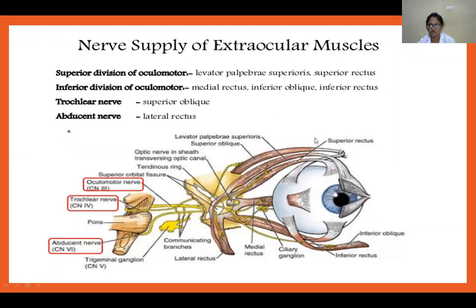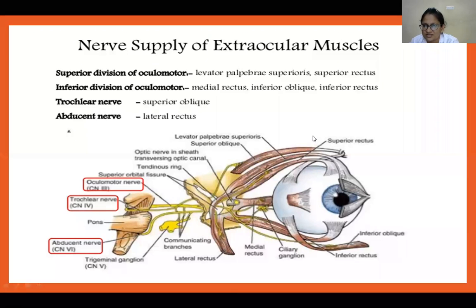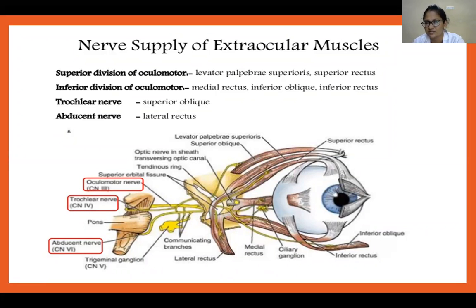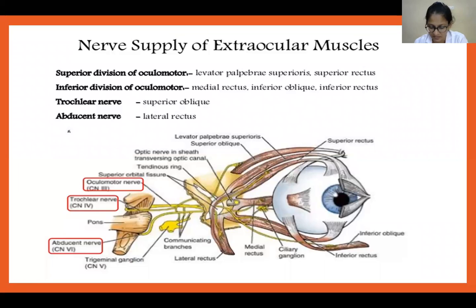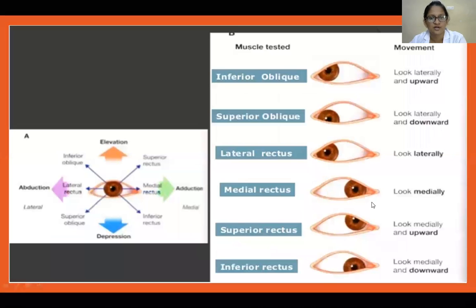It is also very important here. All the extraocular muscles are supplied by the third cranial nerve, the oculomotor nerve, except the superior oblique and lateral rectus. The superior oblique is supplied by the trochlear nerve and the lateral rectus is supplied by the abducent nerve.